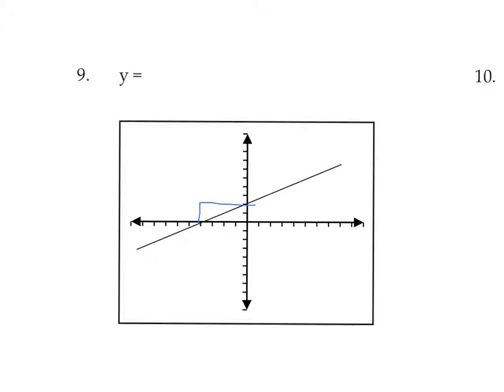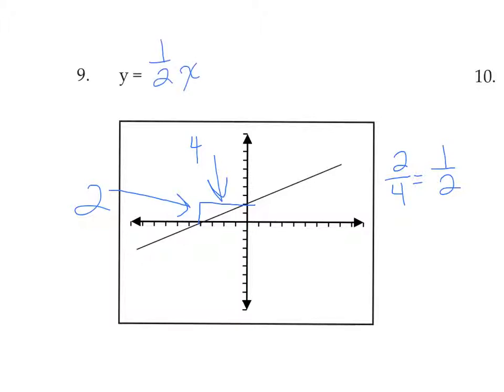Okay. The rise here is 2 and the run is 4. The direction is positive. So rise over run becomes 2 over 4, which reduces to make 1/2. And where does this cross the y-axis? At plus 2.